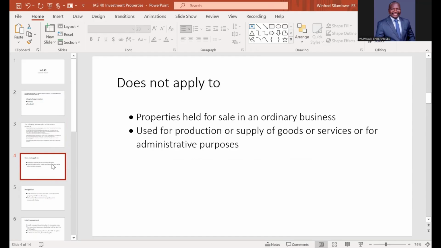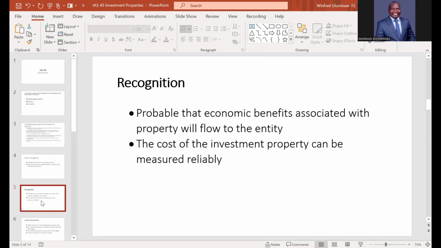It's used for production. If you build a very big complex and you make part of it a store, the other part a restaurant, the other part you are selling hardware, that's not an investment property because it's being used for production of goods and services. So that one you account for under IAS 16. It is property, plant, and equipment.